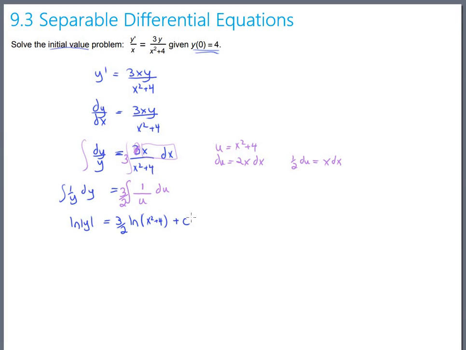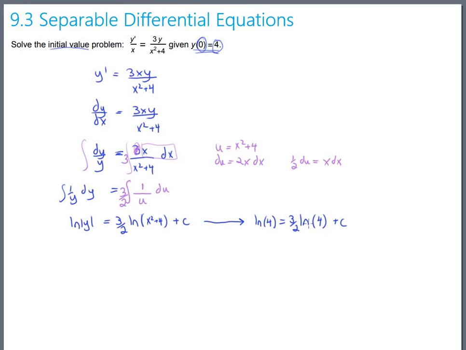It's solved. The differential equation is solved. I haven't yet solved for c, but I can do that right now. I know that when I plug in 0 for x, I should get 4 for y. So I should be able to go ahead and plug that in. Here, let's do it over here. So natural log of 4 equals 3/2 natural log of, plug in 0 for x, 4 also, plus c.